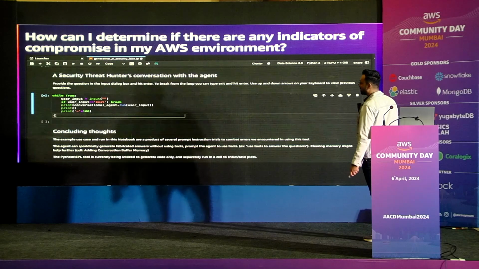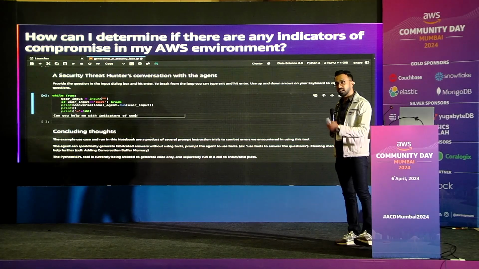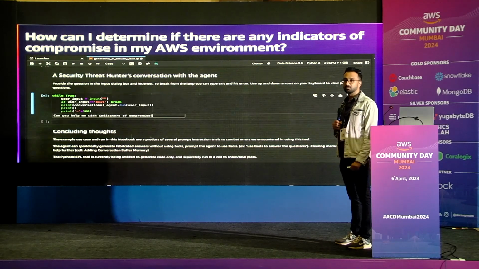So let's begin with the demonstration. Have a look. I'm asking, can you help me with the indicators of compromise? And it will start telling me the entire summary of my account.